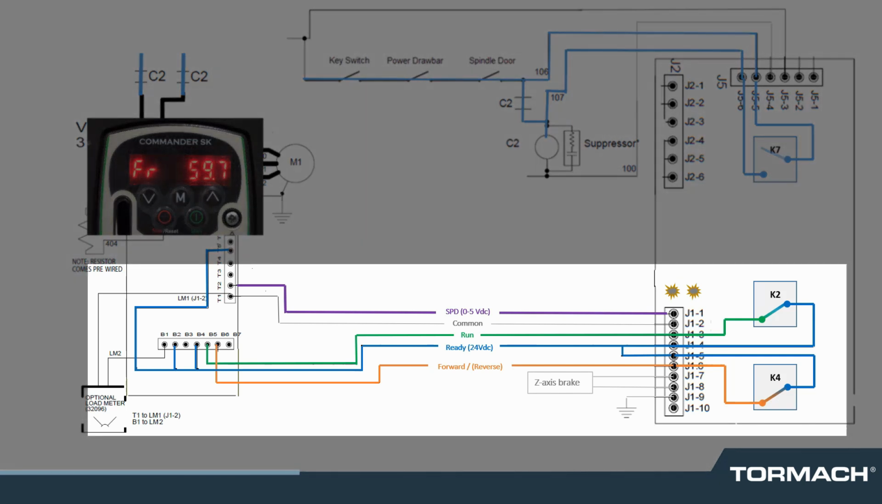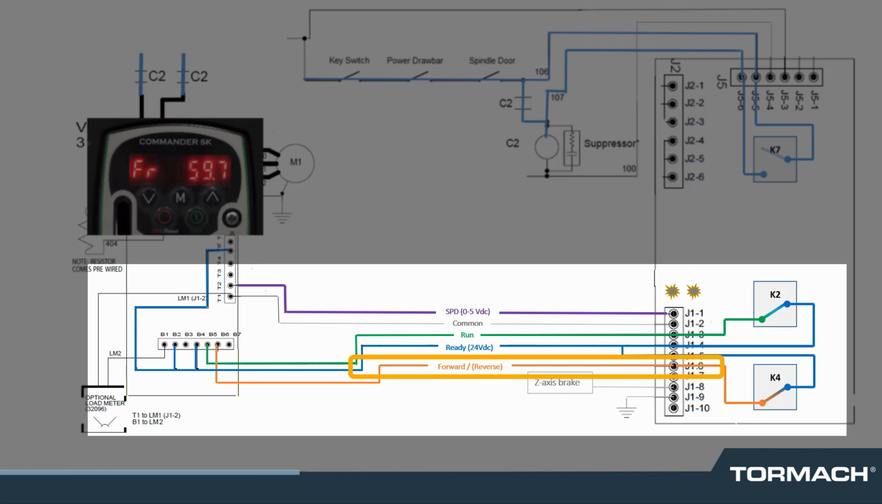Highlighted are the communication wires of a functional machine that makes this motion happen, consisting of ready. The VFD is standing by to accept spindle instructions from the machine control board. Run. This signal initiates the spindle rotation. Speed. This is the RPM instruction.